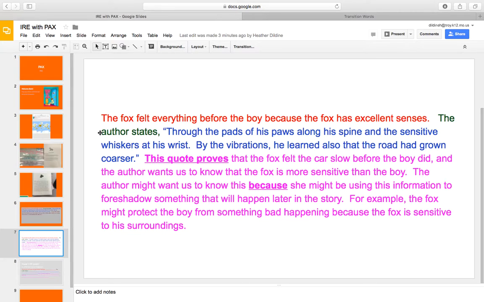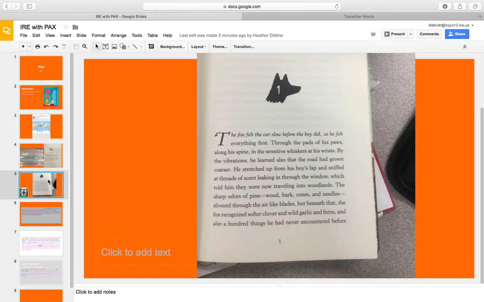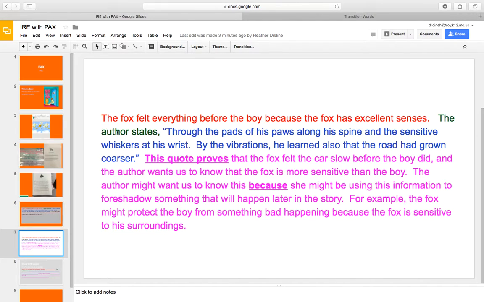Eventually, we'll change this to something a little bit more elaborate. We might say, for example, on page 1 of Pax, the author states. But for right now, just know that the job of the green color is to introduce the quote.